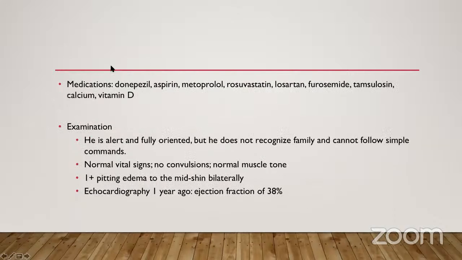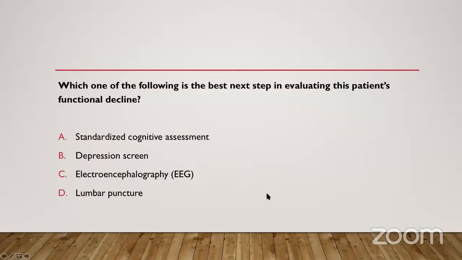The medications: dubonazole, aspirin, metoprolol, rovastatin, losartan, furosemide, tamsulosin, calcium, vitamin D. On examination, the patient is alert and fully oriented, but he does not recognize his family and cannot follow a simple command. Normal vital signs, no convulsions, normal muscle tone, has 1+ pitting edema to the mid-shin bilaterally. Echo 1 year ago showed ejection fraction at 38%.